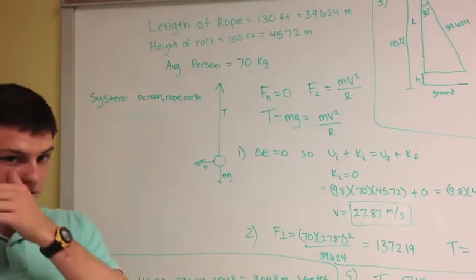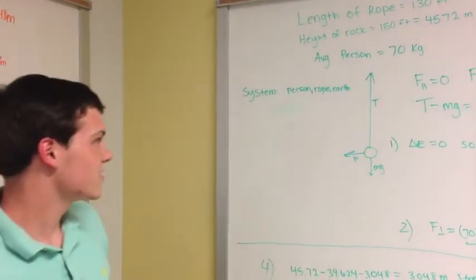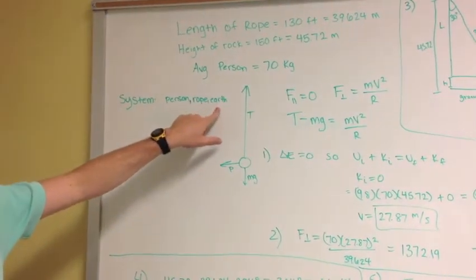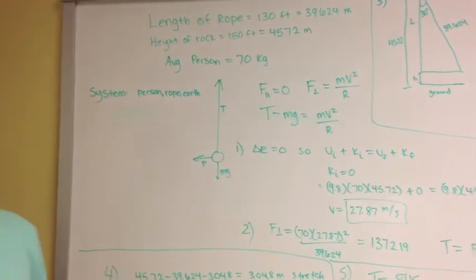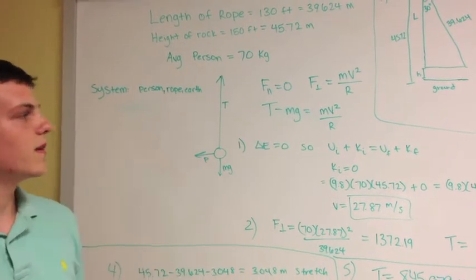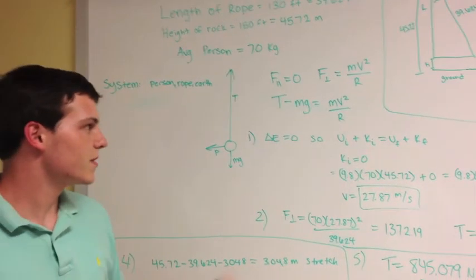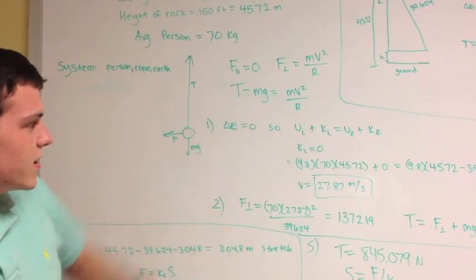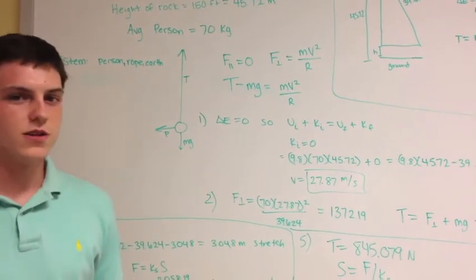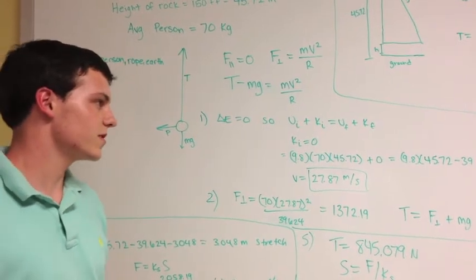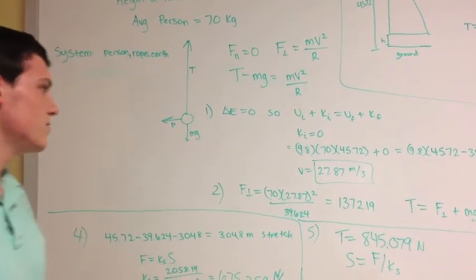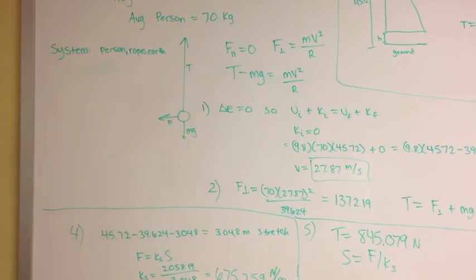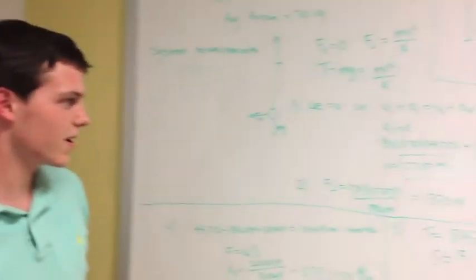And we're going to neglect air resistance in this problem and take our system to be the person, the rope, and the earth. So for the first problem, we're trying to find the velocity at the bottom of the swing. We're going to use the energy principle here and say that potential energy initial plus kinetic energy initial is going to equal the final potential energy plus the final kinetic energy, because the change in energy is going to be zero because the system includes everything that we're looking at.